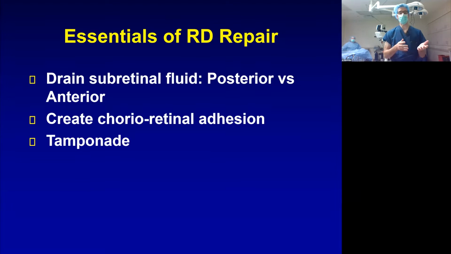Then you need to create a chorioretinal adhesion, either laser by endolaser or cryopexy, to create a scar that will seal the tear down so fluid can no longer get through that area. Then you need long-term tamponade, something to plug the hole until the chorioretinal adhesion forms, which can take up to 5 days. So tamponading agents are typically air, gas, or oil.